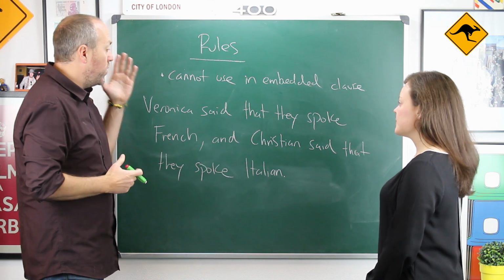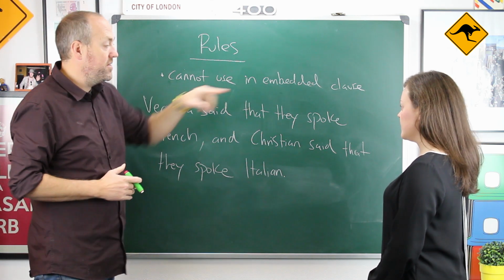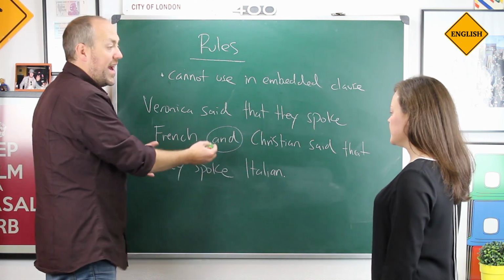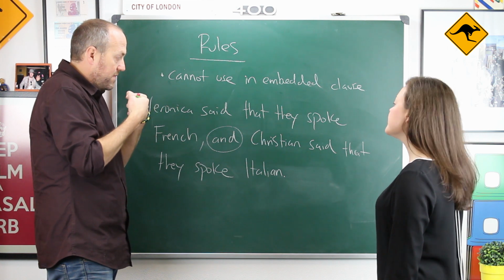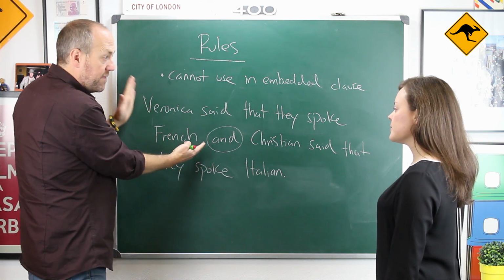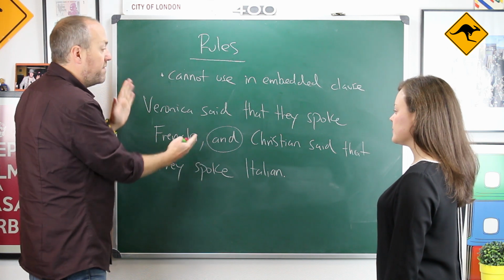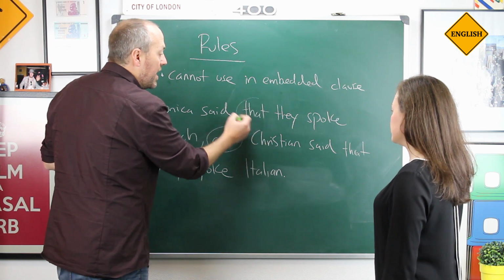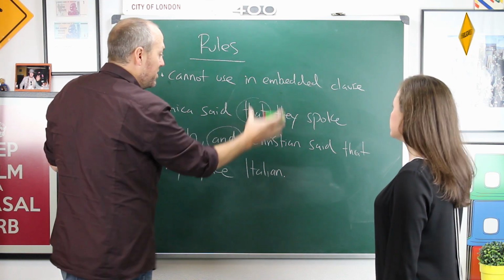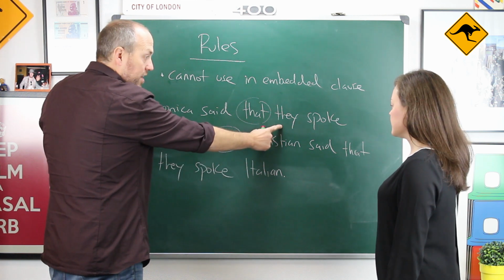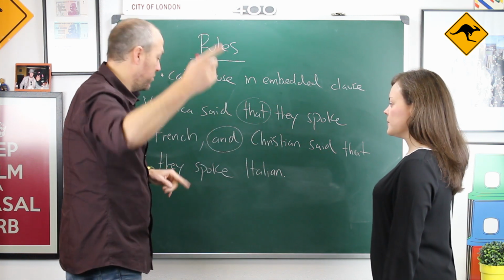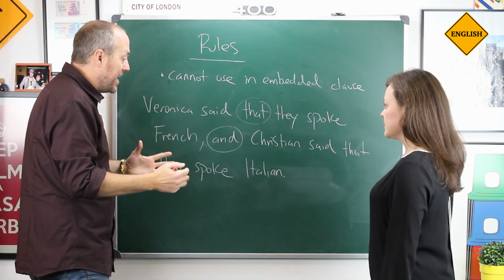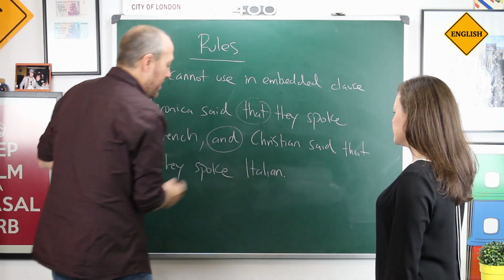The second rule is that we cannot use gapping in an embedded clause. Basically, this means here we have "and" to join the two sentences. But if we look at the first sentence, we have two different subjects. We have "Veronica said that." So here we have a clause, right? An embedded clause. So the subject is changing. Veronica said that they spoke French, and Christian said that they spoke Italian. But we cannot eliminate "said that they spoke."